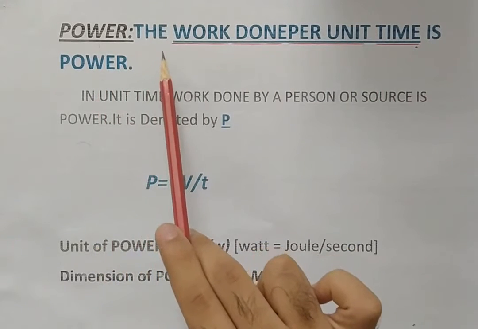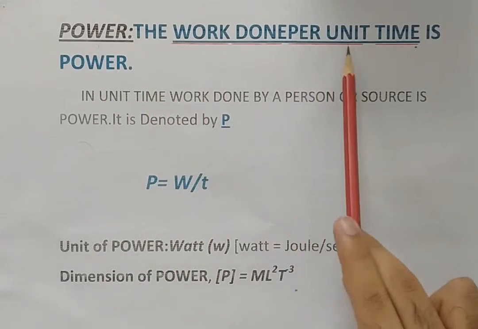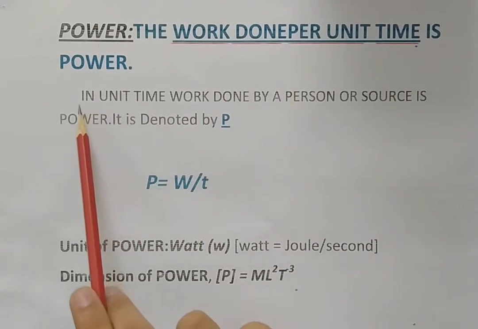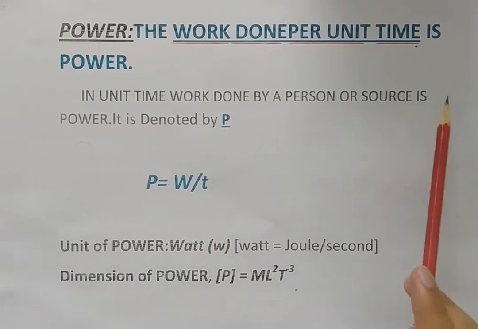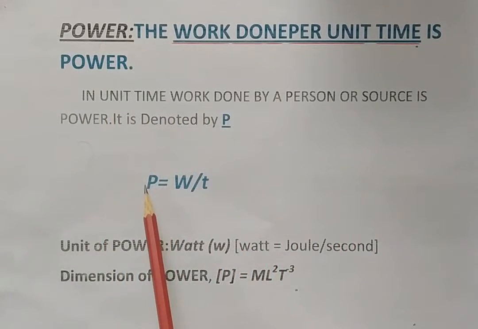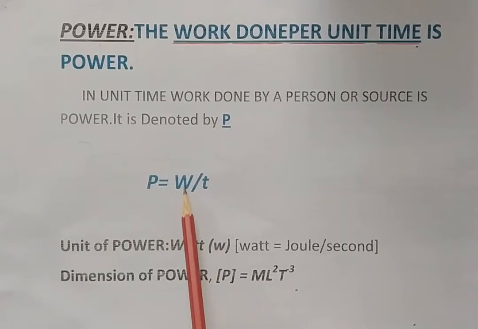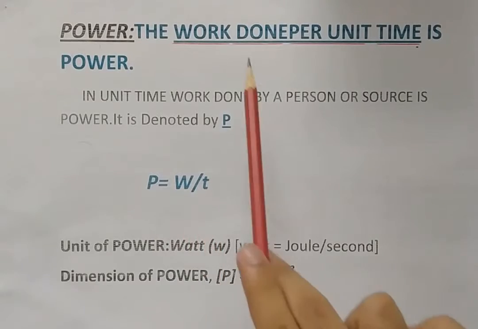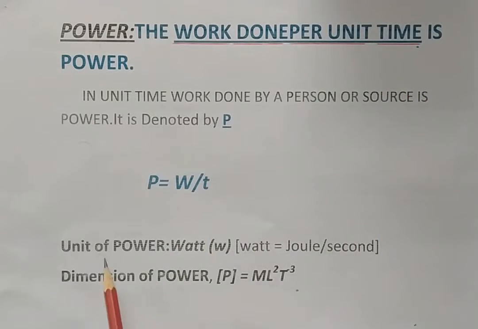It has two parts in this definition. One is work done and the other is per unit time. We can also say that in unit time, work done by a person or source is power. It is denoted by P. And the formula of power is P equals W by T, which means work by time. As I have written in the definition, work done per unit time. The unit of power is watt, and watt equals joule per second.